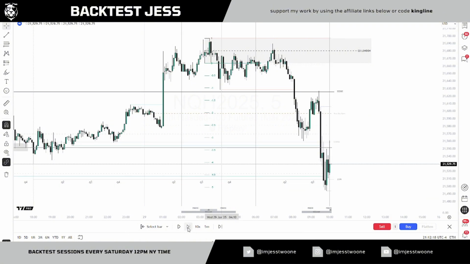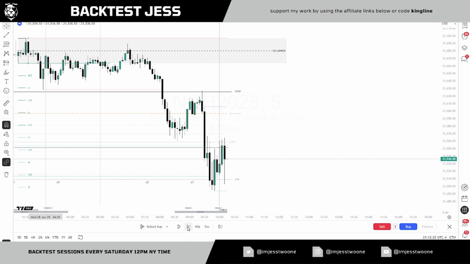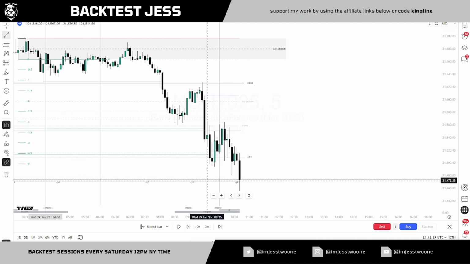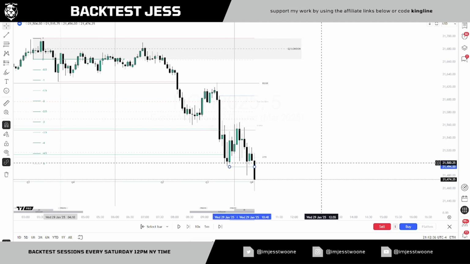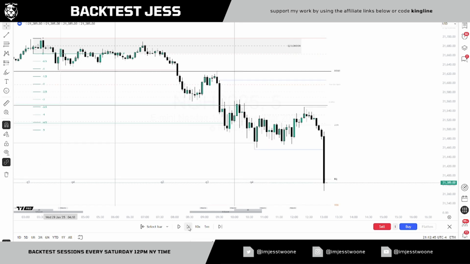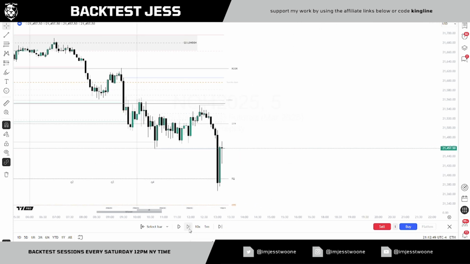Alright, so let's see if we get another Q3 manipulation. So no close below this low, so technically it wasn't a continuation in Q3. This is Q4. Consolidation through lunch. Tanks again at 1.